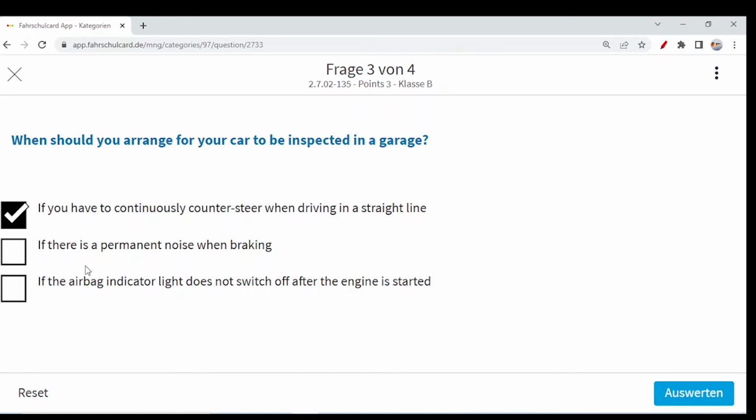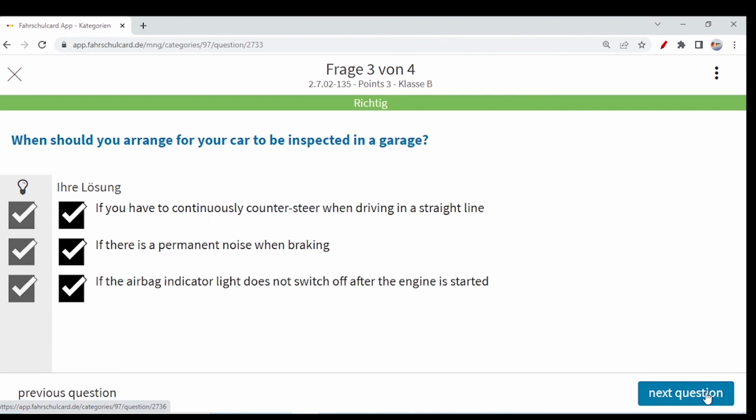If there is a permanent noise in braking, you are braking and you get some noise, it's also a problem. If the airbag indicator light does not switch off after the engine is started, like the indication light of the airbag is always switched on, and you have switched off the engine as well, then from where is this airbag control light getting the power, even though the engine is switched off? You should again go to the garage.